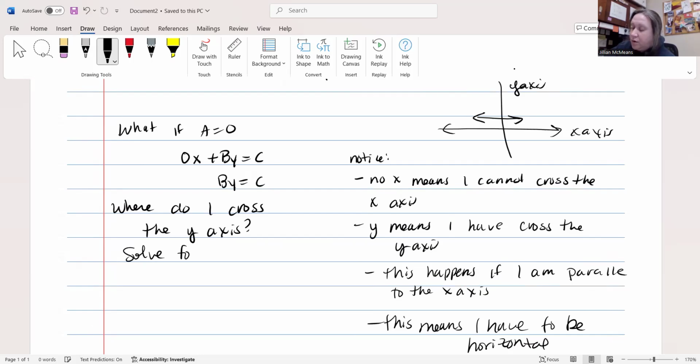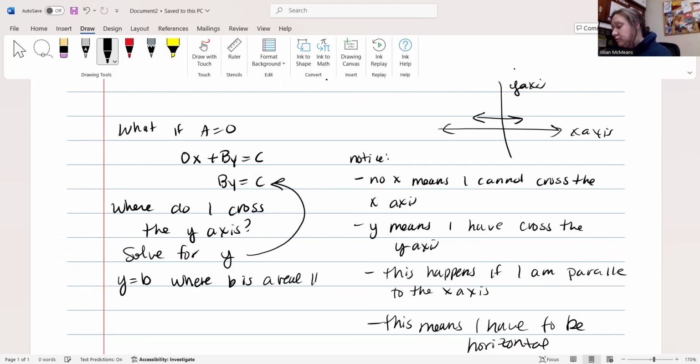Solve for y. If you solve this for y, you're going to get some coefficient y equals some constant. Solve that for y and you'll get y equals b, where b is a real number, so it'll be a fraction, a decimal, positive, negative, whatever. And not only is it a real number, it is very specifically the y-intercept. So if you have an equation that does not contain an x, solve for y, and that gives you the y-intercept.